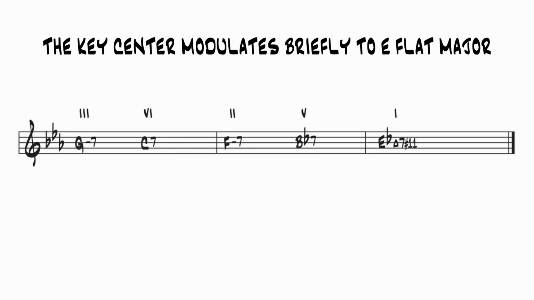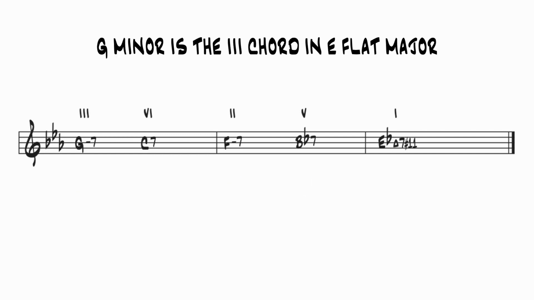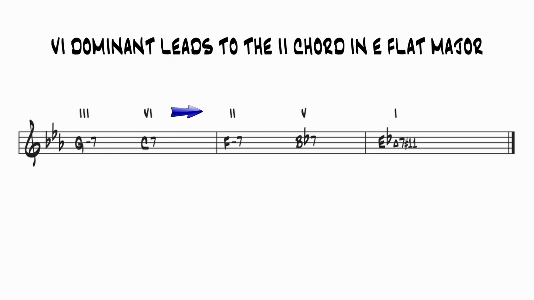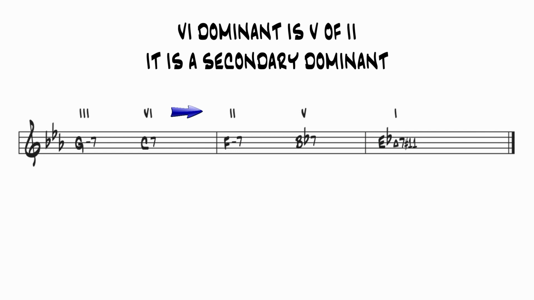The modulation to E flat major is defined by 5 chords, 3, 6, 2, 5, and 1. The first thing to note is that the 3 chord in E flat major is G minor, so that creates a very smooth pathway from the key center of G minor. The 6 chord is dominant, which creates a 2-5 leading to the 2 chord. We could call the 6 dominant chord 5 of 2, or in more general terms, a secondary dominant.